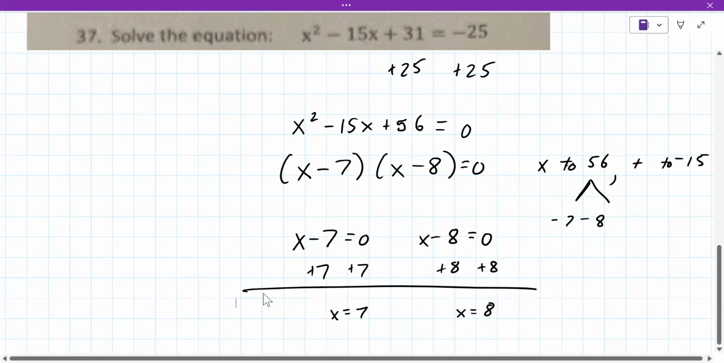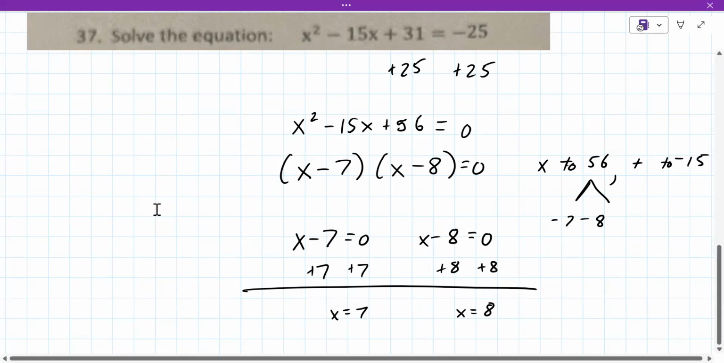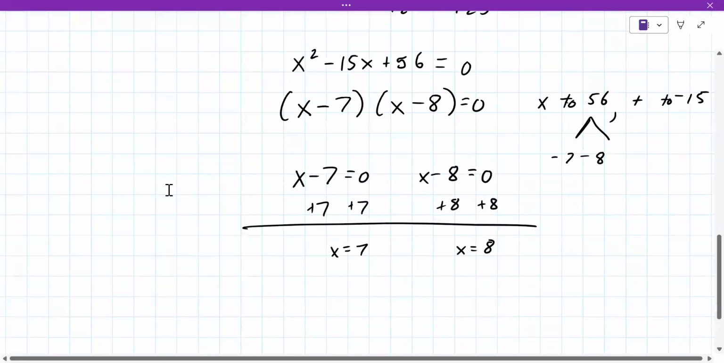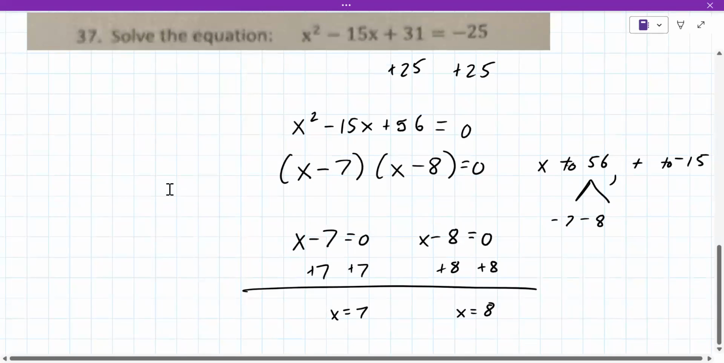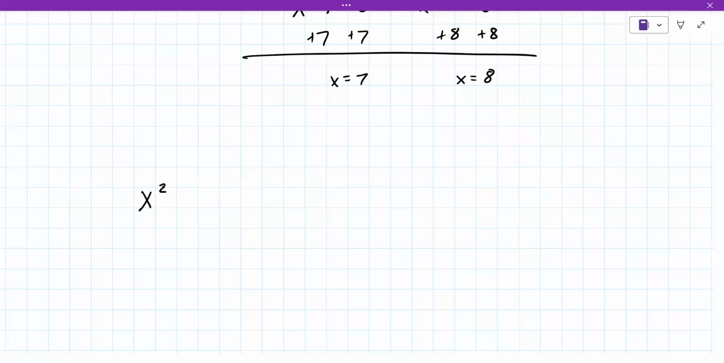All right. So I'd like to give you one to try like this. Do you have any questions on this? No. X squared minus 12x plus 30 equals -2. So go ahead and solve it. Give me your final answers, please.